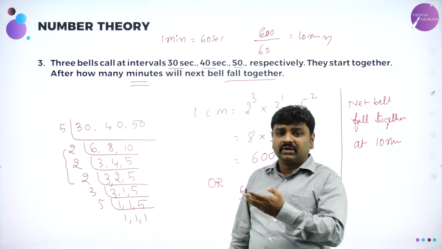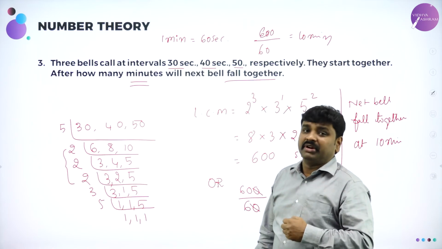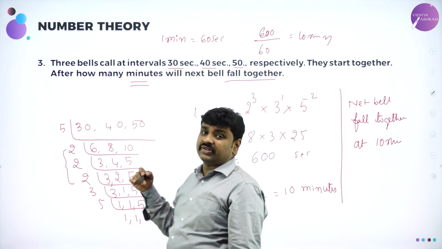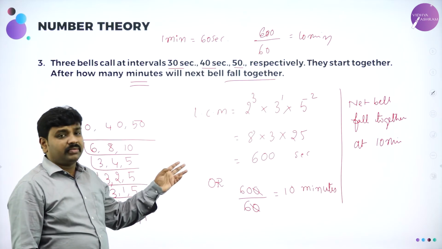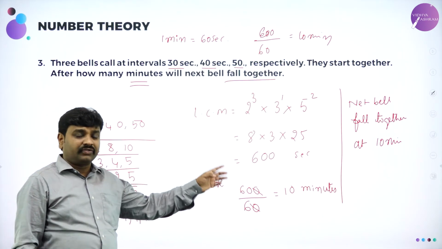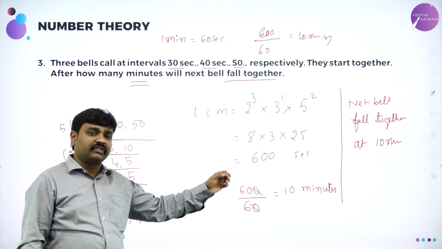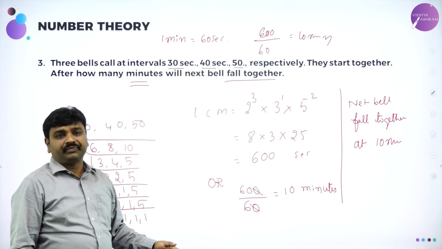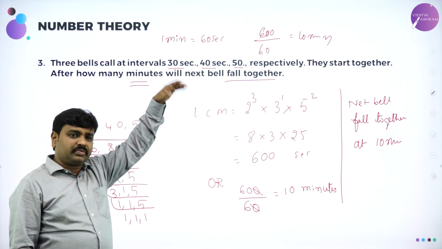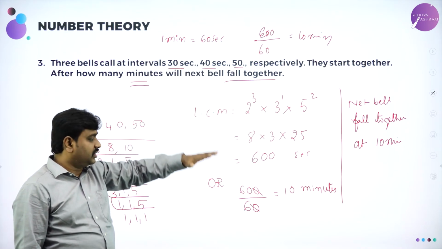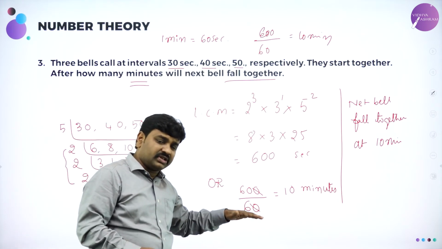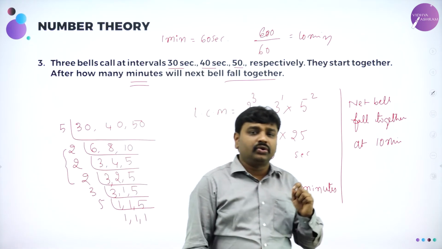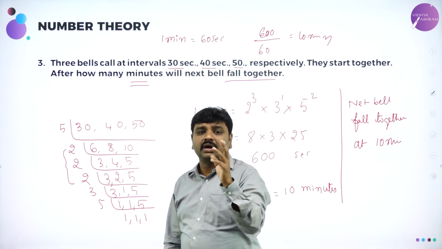This is the way we can apply LCM, least common multiple. Least common multiple will help you in different situations to find the unknowns. After 600 seconds, after 10 minutes, they will ring together. Again after some time they will ring together, but we are not bothered. This is the first time when they all ring together. So now you know what LCM is. What is LCM? Least common multiple.